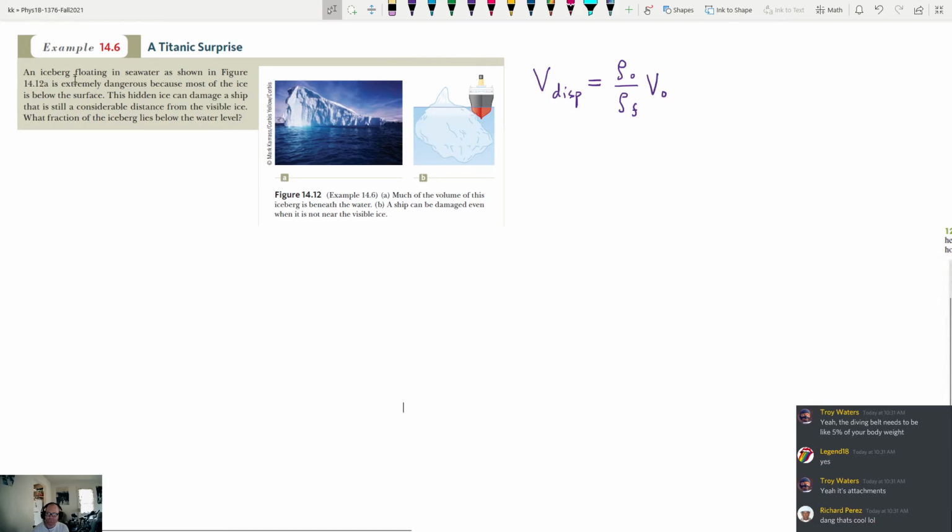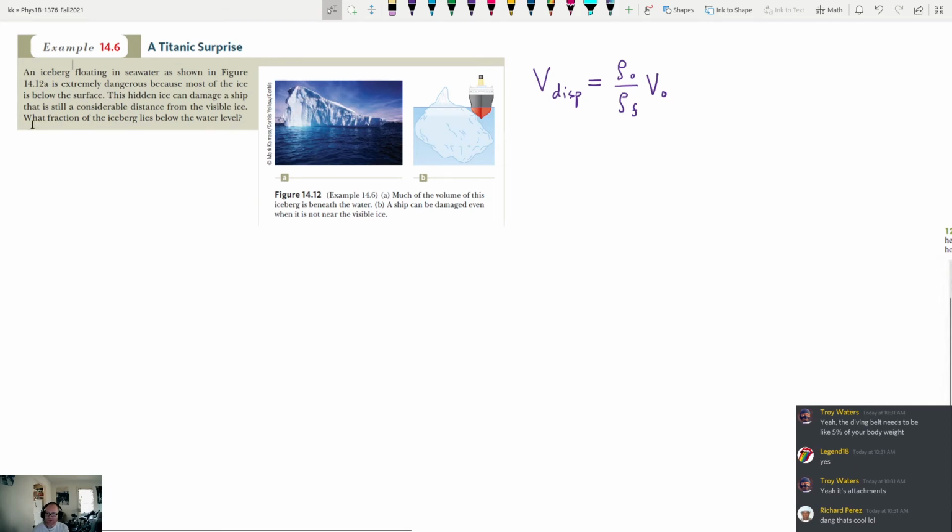Okay. So it says, an iceberg floating in seawater is extremely dangerous because most of the ice is below the surface. This hidden ice can damage a ship that is still a considerable distance away from the visible ice. So you can see in this picture, even though the ship isn't actually touching the iceberg, the hull of the ship is going to come into contact with the piece that's underneath and perhaps topple the ship. And I guess this is how the Titanic sunk long, long ago.